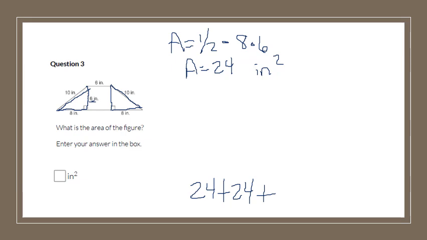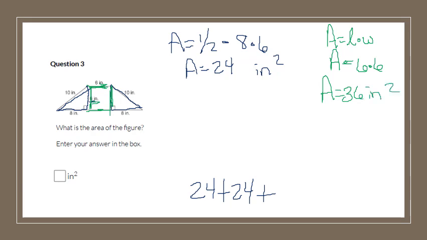Okay, so now I've just got to find the area of this square, and it is 6 by 6. All I need to do is multiply the length times the width, and I get 36 inches squared. And when I add 24 plus 24 plus 36, I get 84 square inches.